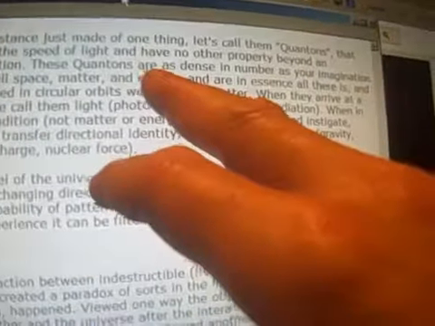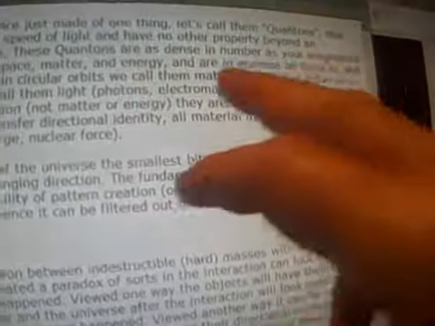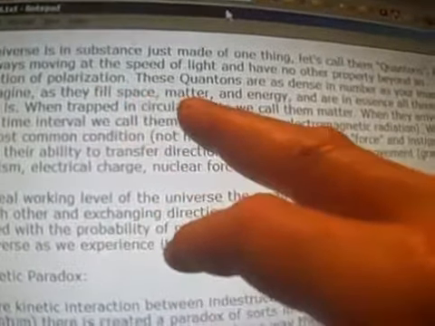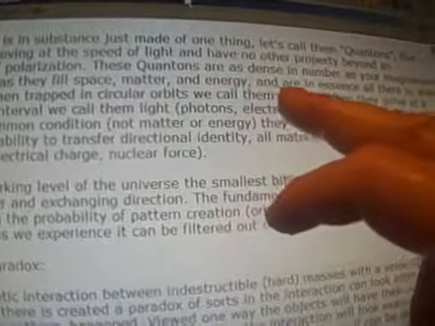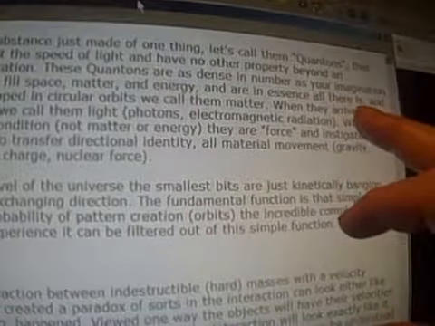These quantons are as dense in number as your imagination can imagine, as they fill space, matter, and energy, and are in essence all there is and all that is. So that's where your imagination has to begin to understand that.